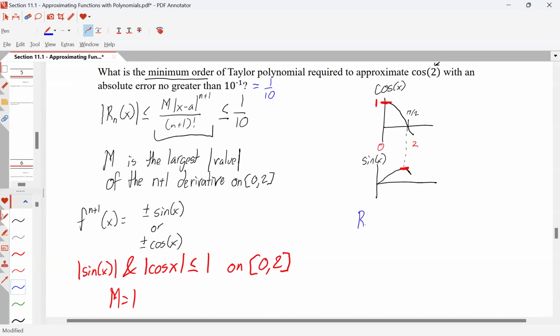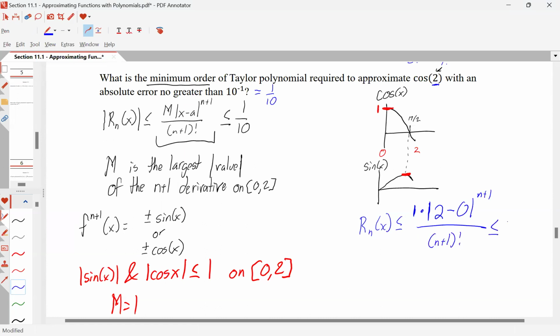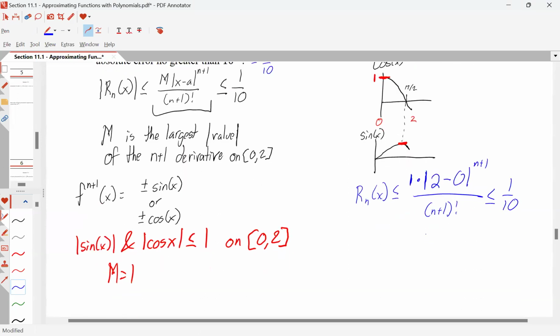This means M is 1, because M is that largest value that the n plus 1 derivative could possibly be. Meaning we have that our remainder R_n of x is less than or equal to 1, M is 1, times x is the farthest we get from the center, that is 2, minus 0 to the n plus 1, over n plus 1 factorial. We want this to be less than or equal to 1/10. Meaning we are solving for when is 2 to the n plus 1 over n plus 1 factorial less than or equal to 1/10. The easiest way to solve things with factorials is to plug in values.